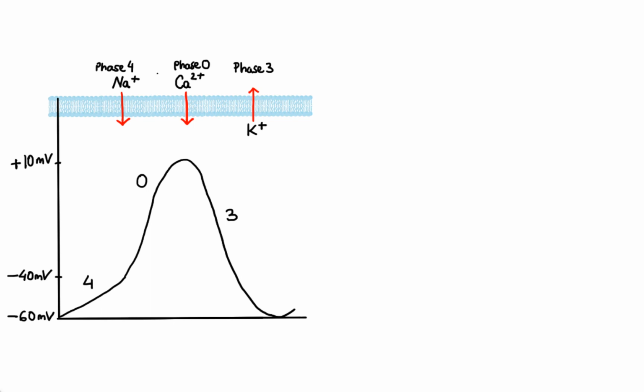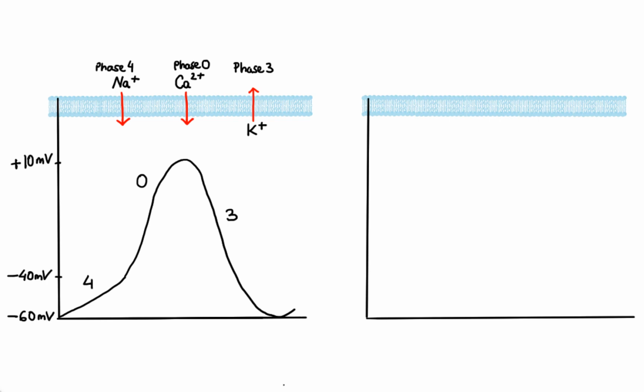Okay, so now let's take a look at the action potential of the cardiac muscle cells. Unlike pacemaker cells, the cardiac muscle cells have a resting membrane potential of about -90 mV due to the constant outward leak of potassium through the inward rectifier channels.